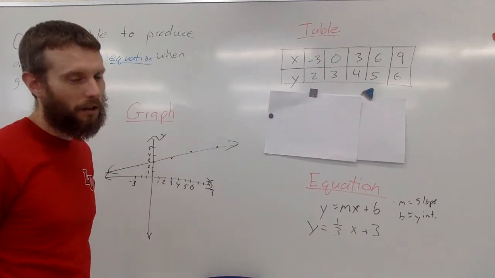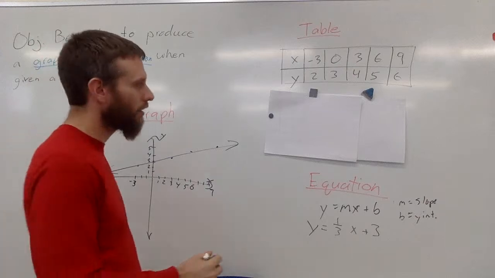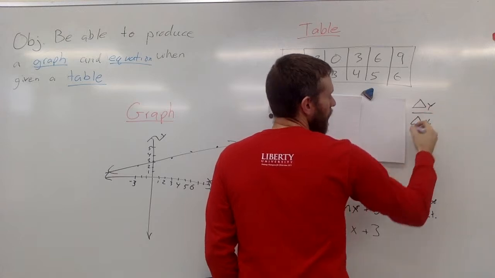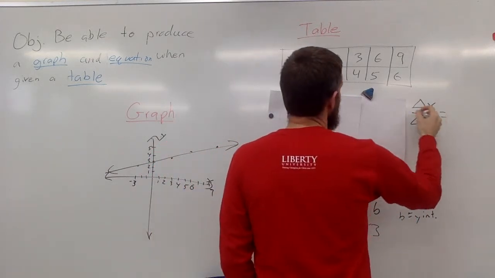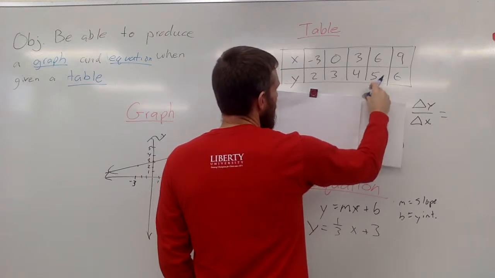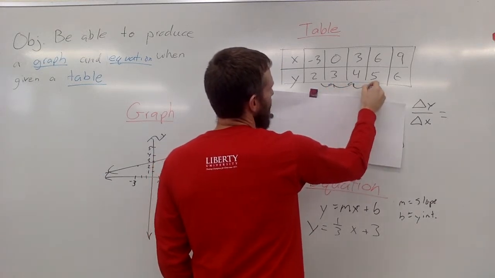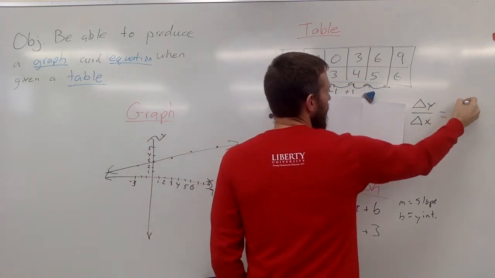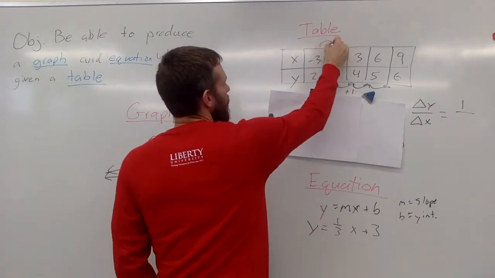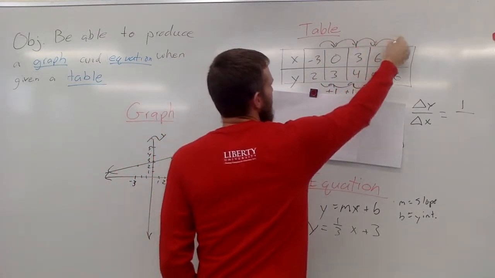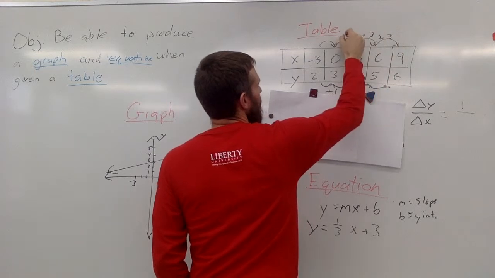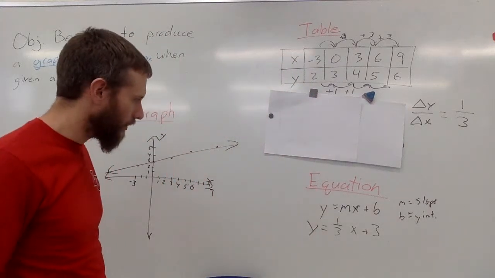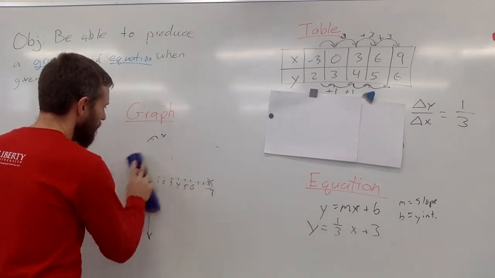The other way that we said how to do that is the change in y over the change in x gives us our slope. So our change in y each time, right? When we move across the y's, we're adding 1. So our change in y is plus 1. Our change in x each time, we're adding 3, so our change in x is positive 3. That's another way to find our slope. Okay? Let's do another example.